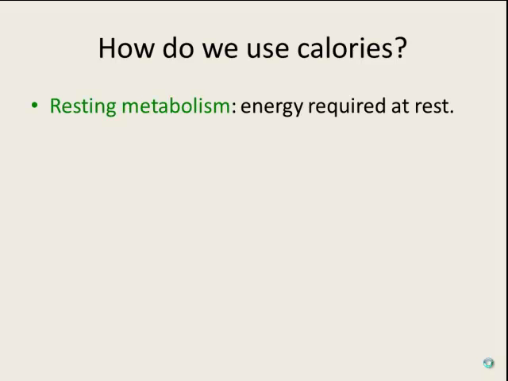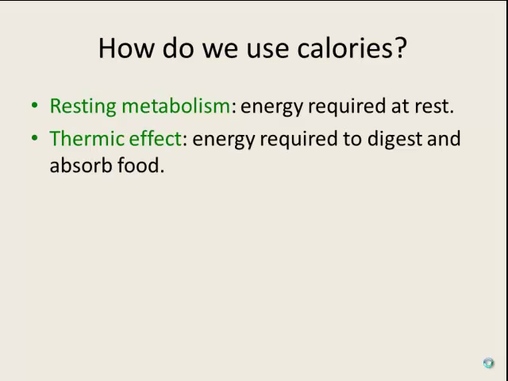So how do we use calories? Well, we have a metabolism. That's for the work that's done in our body. We have a resting metabolism where we're not really doing anything, and yet still we're burning calories. Your brain takes a lot of calories, your muscles, breathing, that kind of thing.